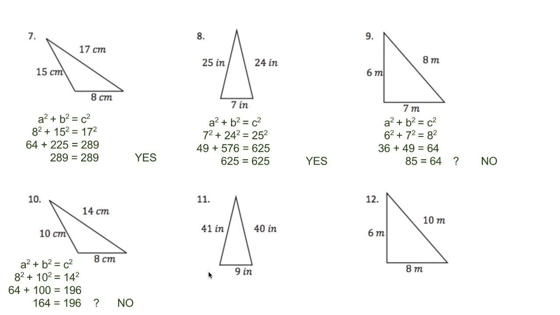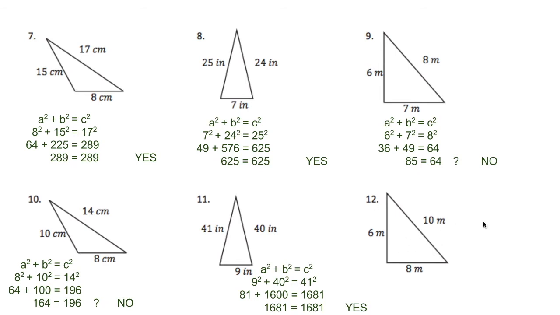Go ahead and start on number 11. Okay, so we get a squared plus b squared equals c squared. 9 squared plus 40 squared equals 41 squared. 81 plus 1600 equals 1681. When you add those together, you get 1681. This is true, so this is a right triangle, even though it does not look like one.